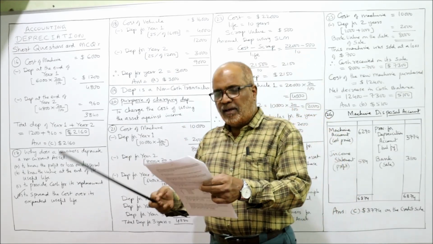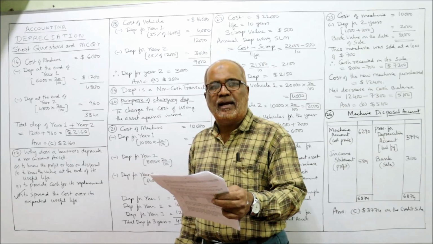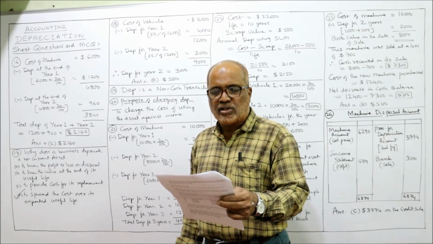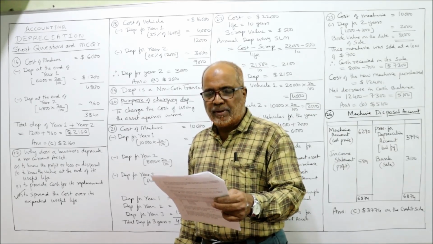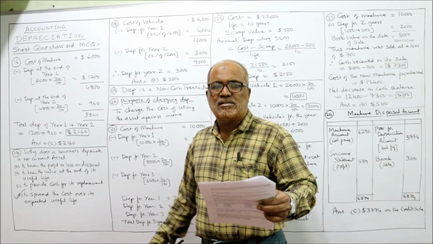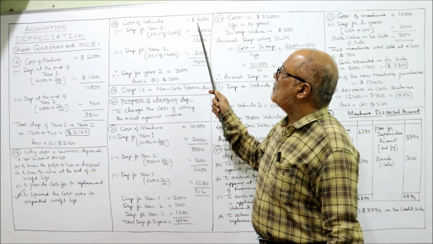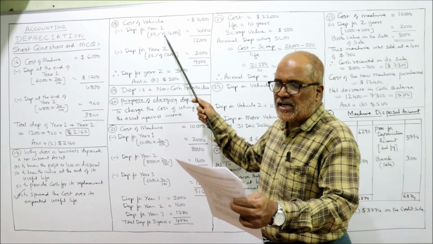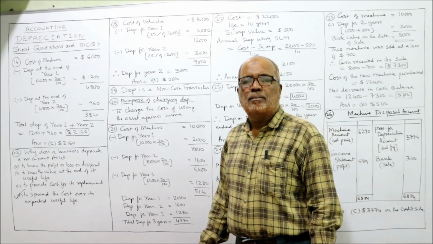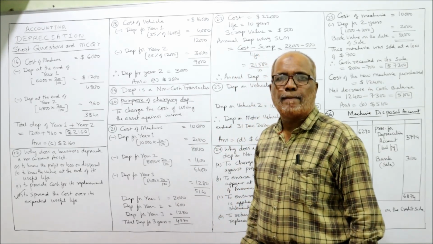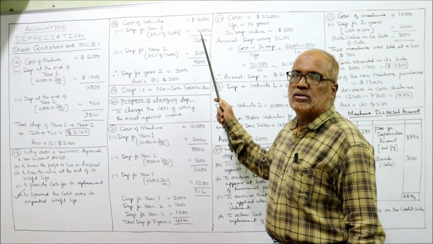Next, the 18th one. A sole trader depreciates his motor vehicle at 25% per annum on the reducing balance method. The vehicle costs 16,000 on January 1st, year 1. What is the depreciation for year 2? Very simple. What is the cost of the vehicle? 16,000. Depreciation is at the rate of 25% every year, but following the reducing balance method. So depreciation is 25% of 16,000.